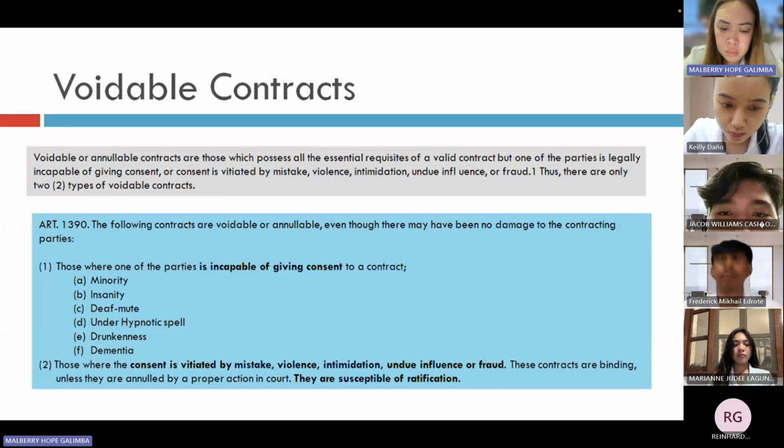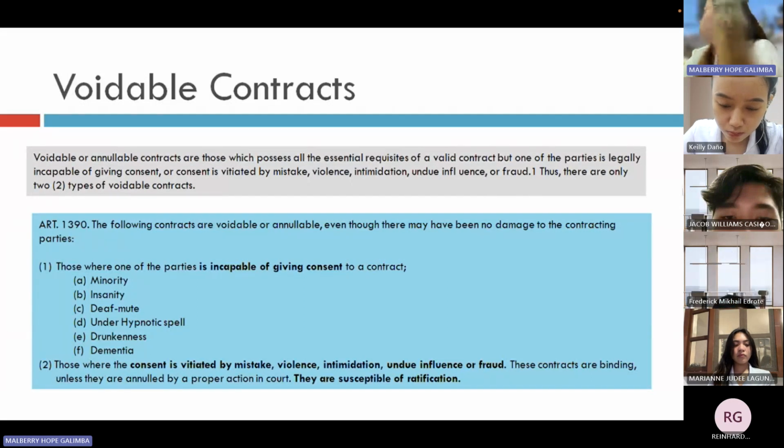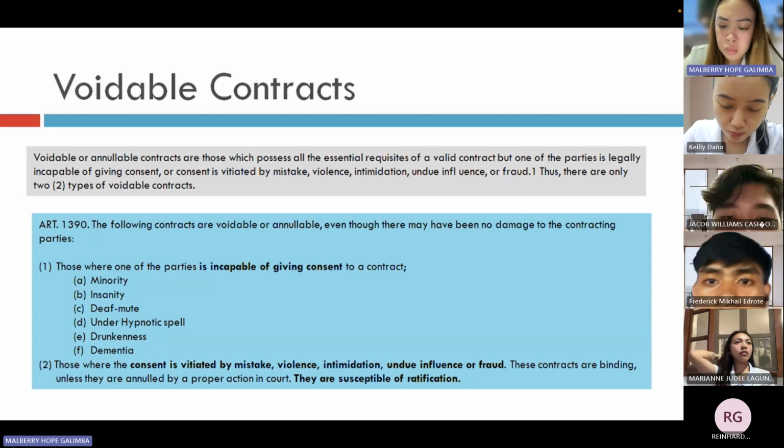One, those where one of the parties is incapable of giving consent to a contract. Second, those where the consent is vitiated by mistake, violence, intimidation, undue influence, or fraud. Now, these are the main categories of voidable contracts. Now, let's go to item 1. Those where one of the parties is incapable of giving consent to a contract, such as minor, insane, deaf mute, person under hypnotic spell, drunkenness, dementia, Alzheimer.